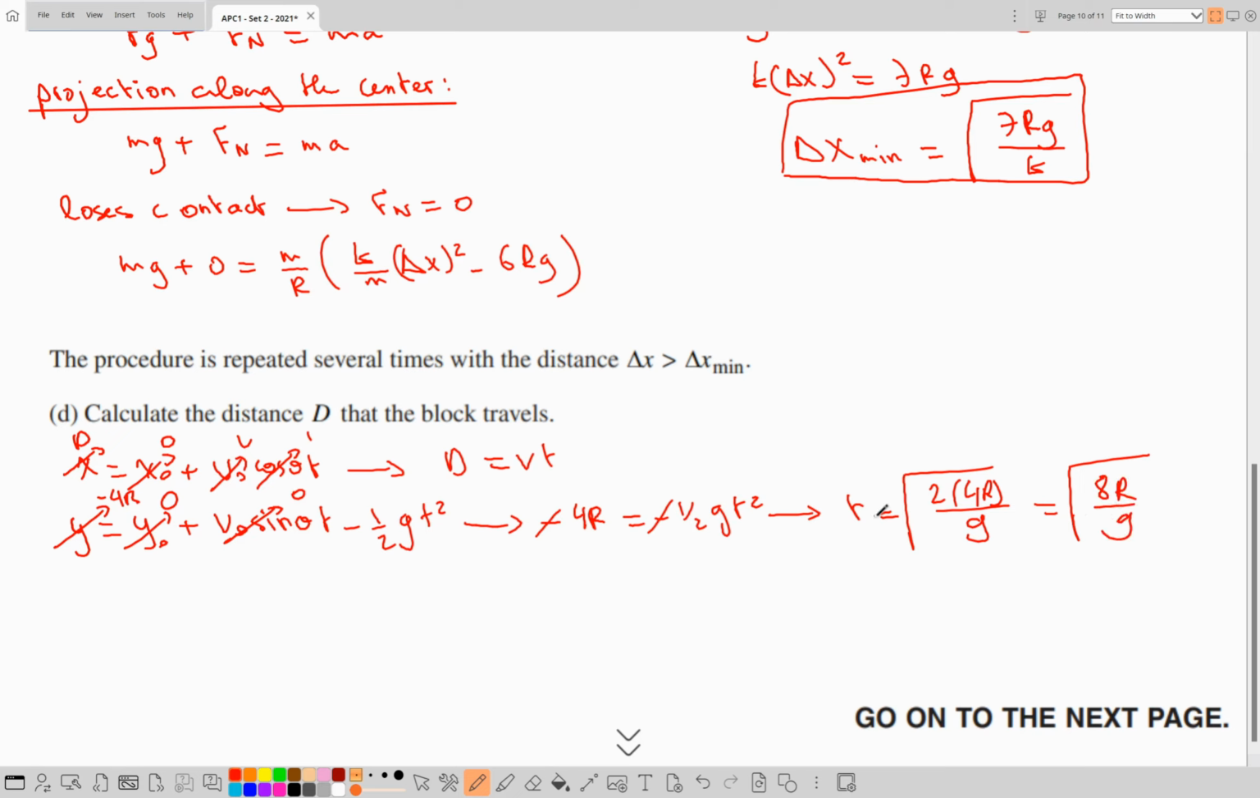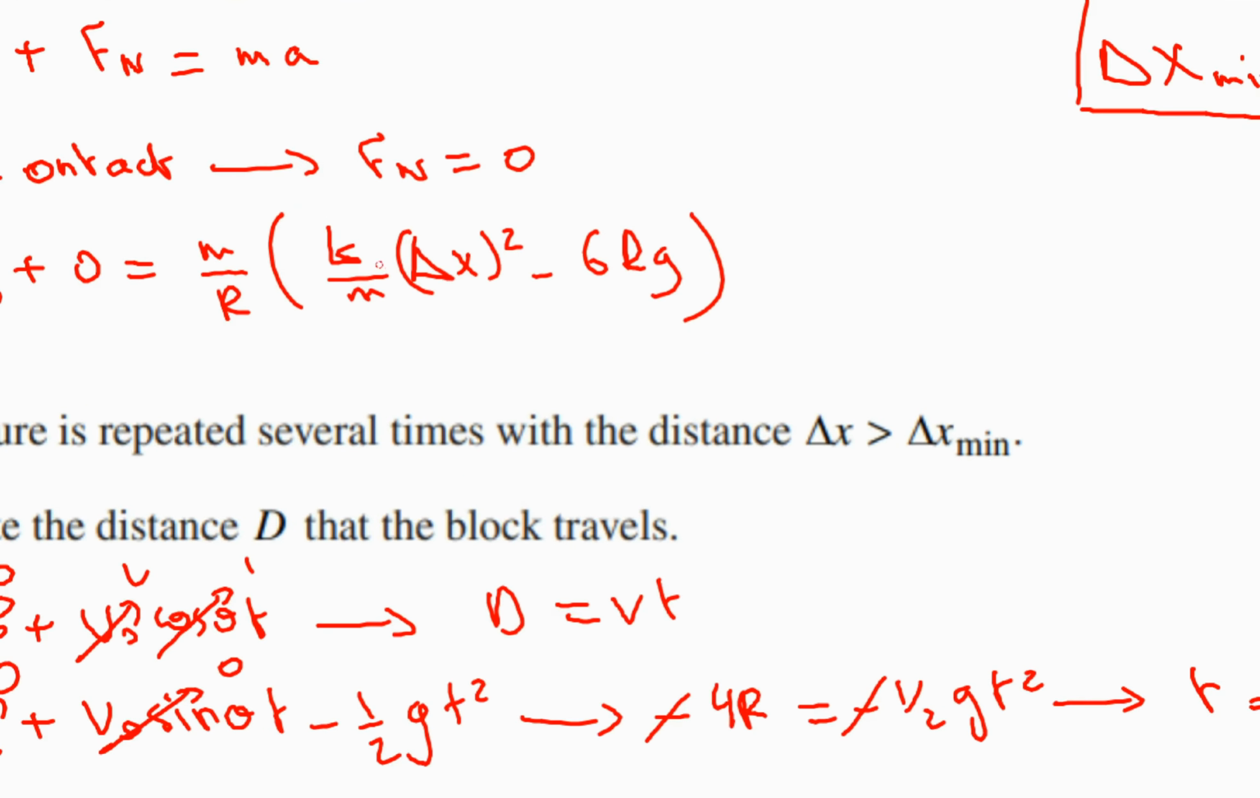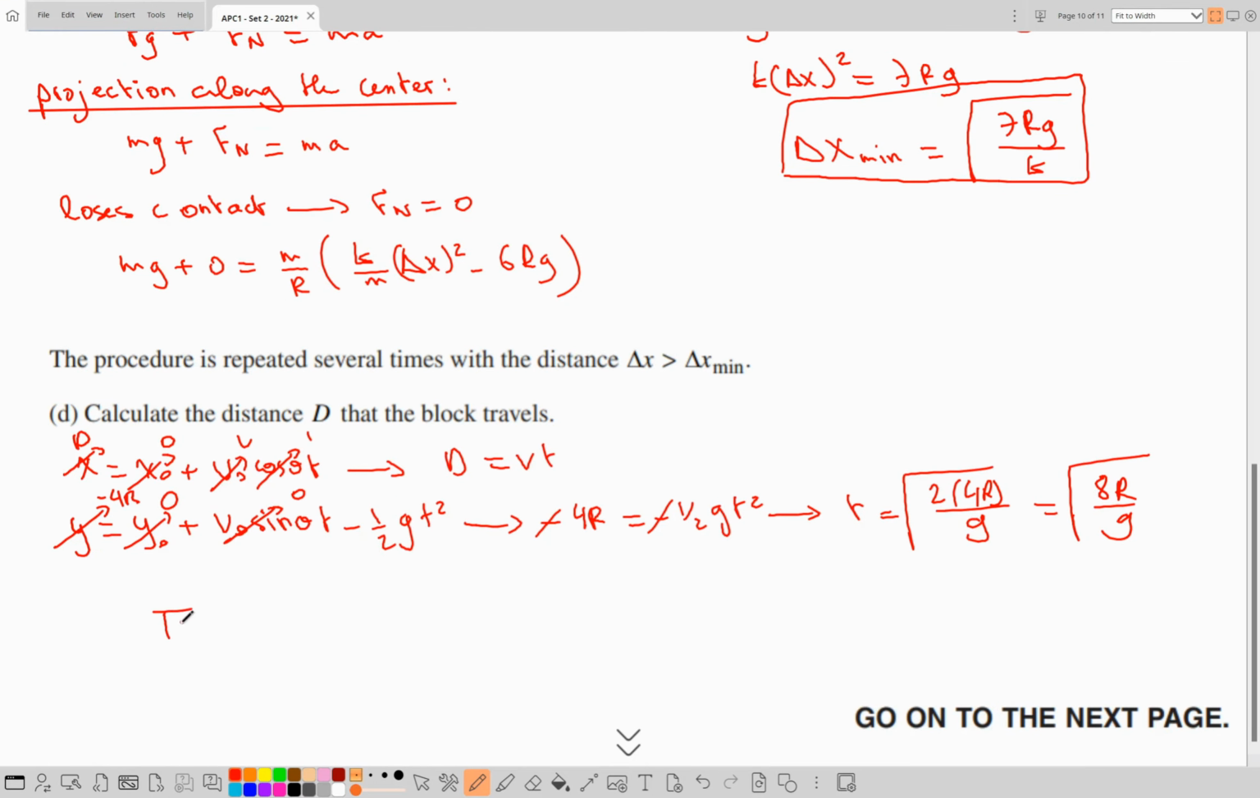Now we have the expression of t in terms of r, and v has already been predetermined as the radical of k over m delta x square minus 6rg. Then in this case we can directly say the distance d is given by the speed, the radical of k over m multiplied by delta x square minus 6rg, multiplied by the factor radical of 8r divided by g.